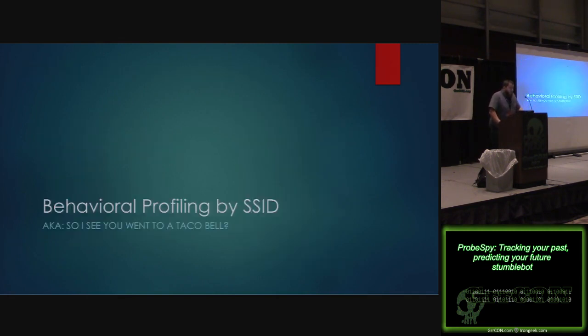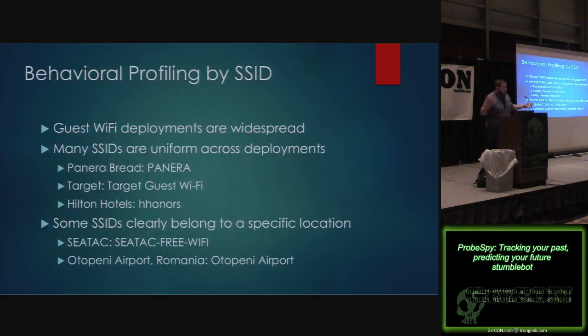So that essentially brings us into what I call behavioral profiling by SSID, which is just another way of saying that I can see that someone went to a Taco Bell because their device is attempting to connect to Taco Bell's guest Wi-Fi SSID. This is basically just operating on the premise that guest Wi-Fi deployments are everywhere and lots of people use them when they visit those establishments. And that those access points are giving away relatively obvious information about wherever it is they are.